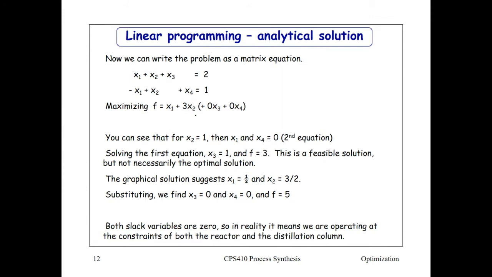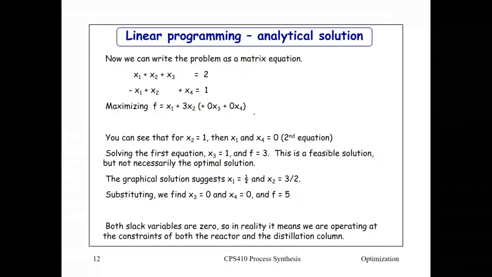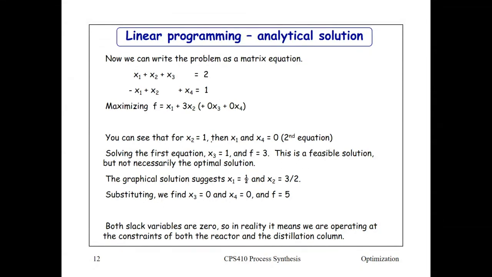And essentially, you can also read in that those slack variables should not affect the objective function, so therefore their coefficients will be 0. So they're just not written. So you can see for x2 equals 1, then x1 and x4 equal 0.